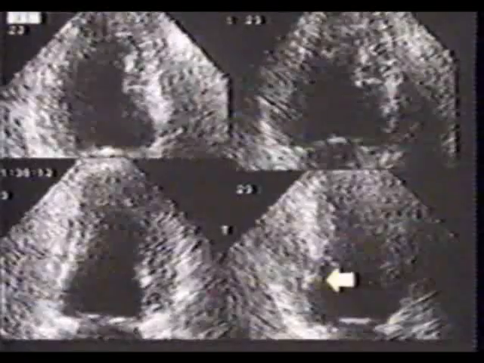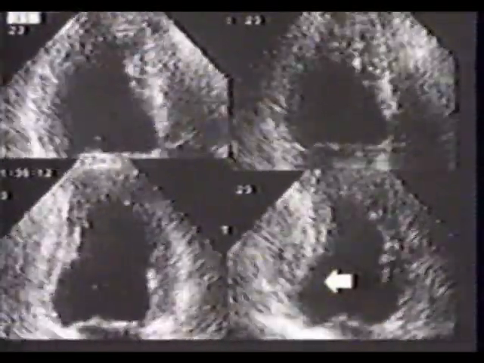At rest, note the severe hypokinesis of the inferobasal segment with moderate hypokinesis of the inferior wall at mid-level. Post-exercise, these segments become dyskinetic. This is compatible with a prior inferior infarct, with exercise-induced ischemia of the remaining viable muscle in the infarct zone.